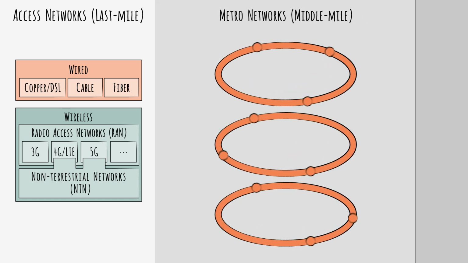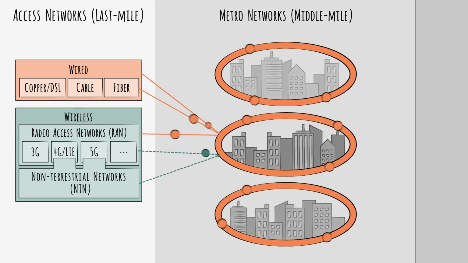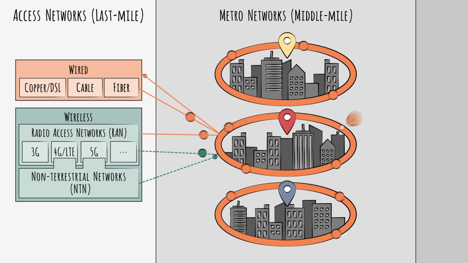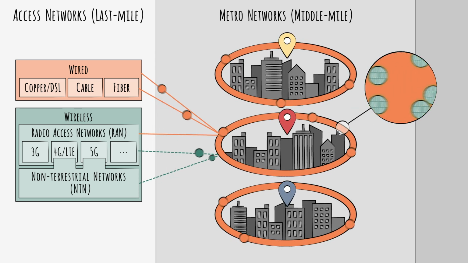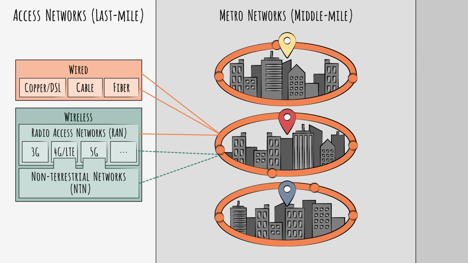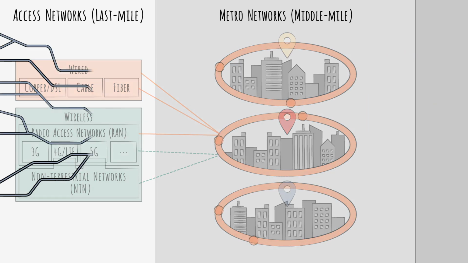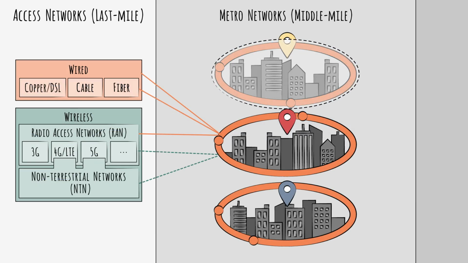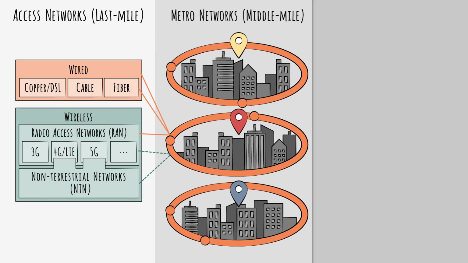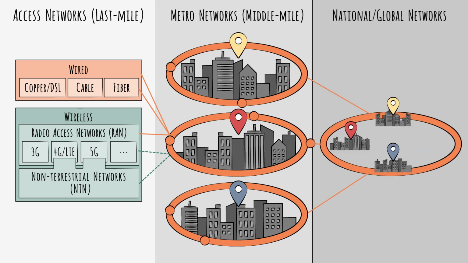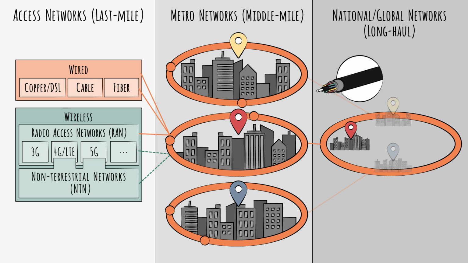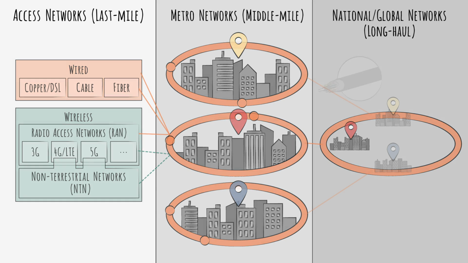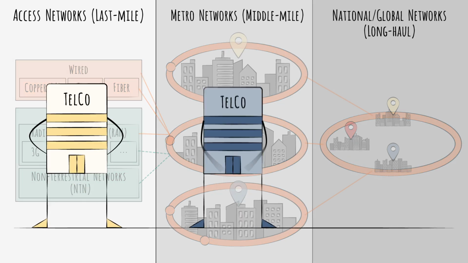Metro networks, sometimes called metro rings, encircle cities and metropolitan areas, carrying dense volumes of data traffic at high speeds. If the access networks are like different tributaries, the metro network is like the main river. These connections are now almost always fiber. The different metro rings will then connect up through the next layer, the national and global networks. This is the long-haul network. This, too, is fiber.